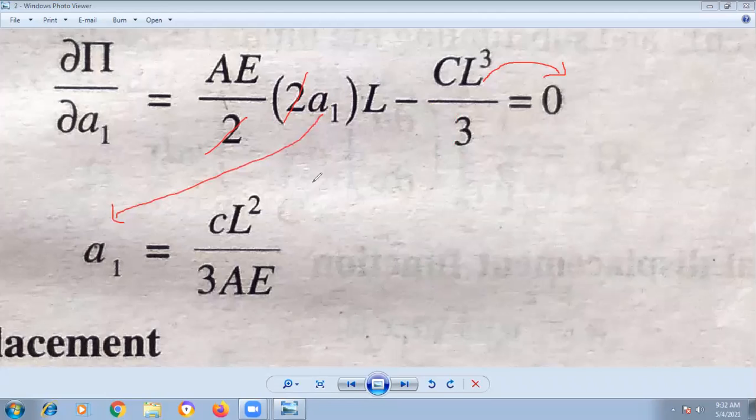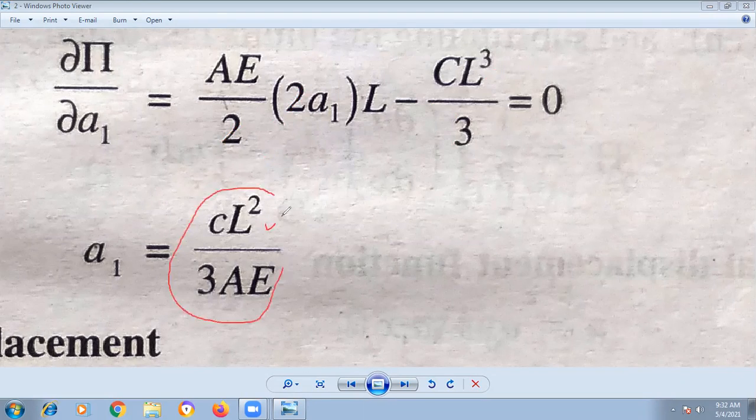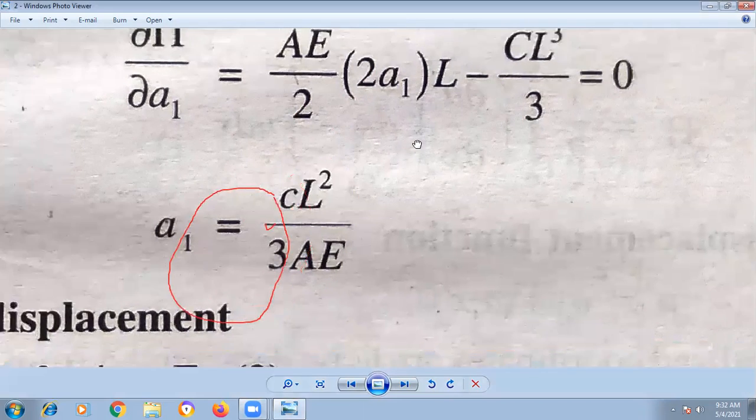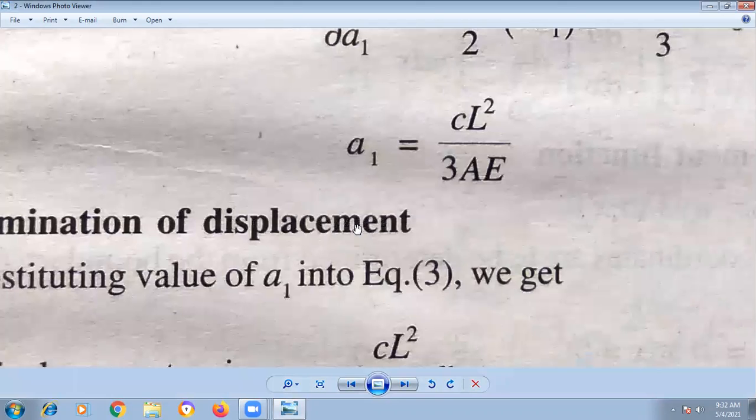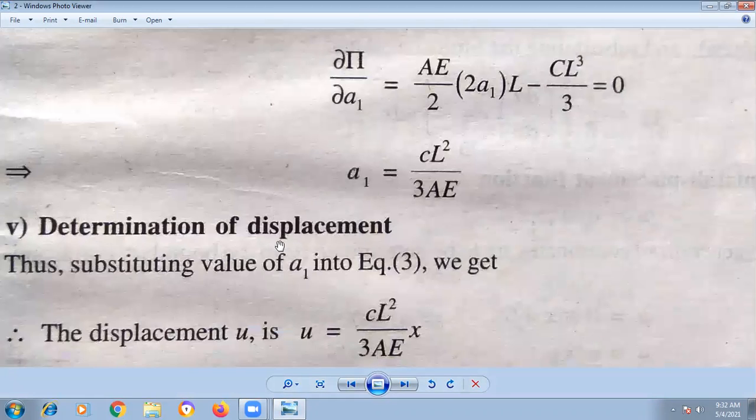So what we get is C L square divided by 3AE. C L square divided by 3AE is what? The Rayleigh Ritz parameter A1. So this generalized coordinate or A1 Rayleigh Ritz parameter we have found out. Now making use of this A1, substitute in the earlier equation, that is you have to find the displacement of the given problem. That is the question asked.